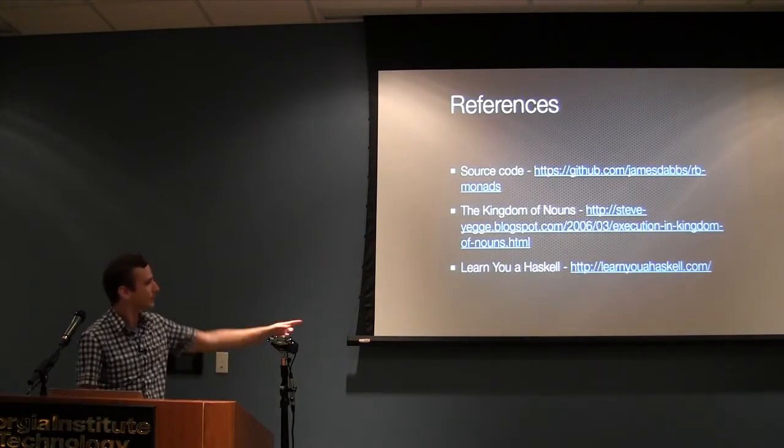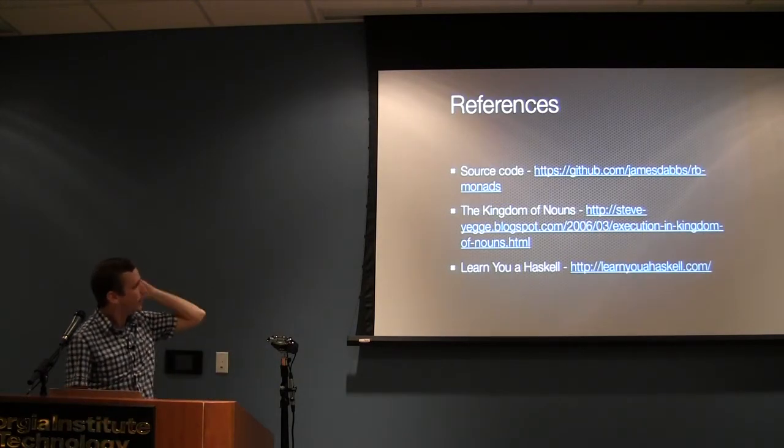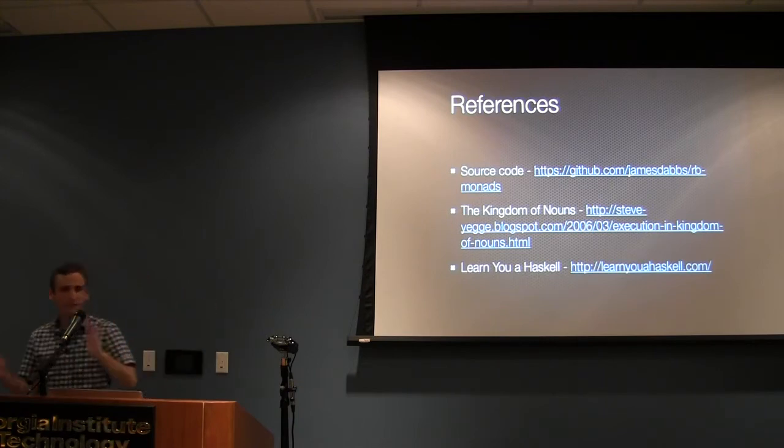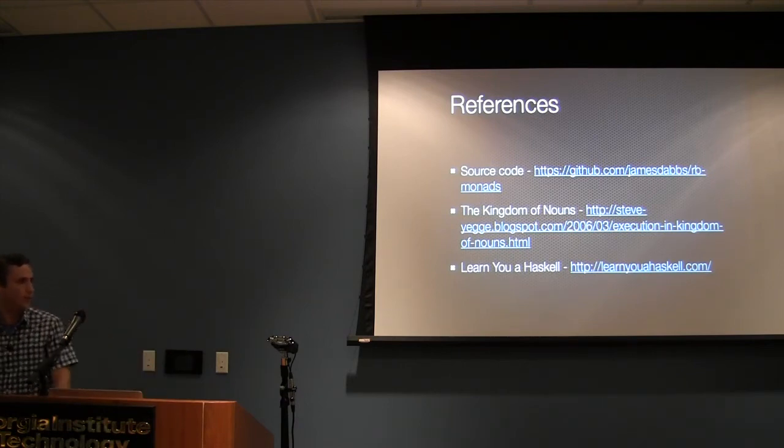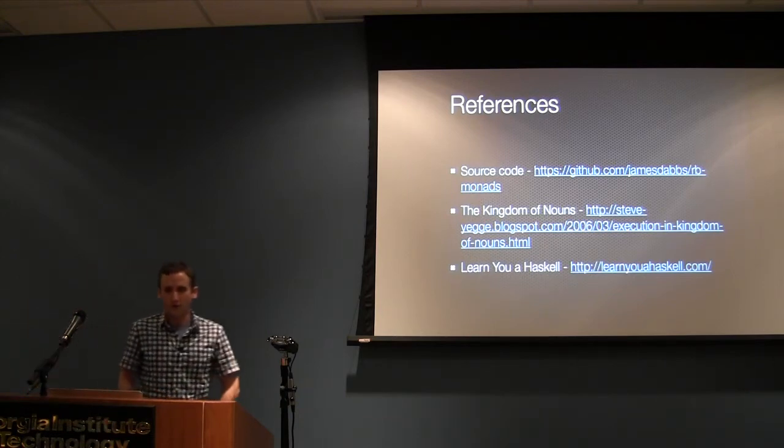Real quick, a couple of references. The code is up there, as I mentioned. If you're curious about that verbs versus nouns distinction and thinking about functional programming, that's a great write-up of it. And for Haskell in particular, Learn You a Haskell is a wonderful reference for getting started there. In fact, the Knight's Quest example came from a modified version of an example in that.